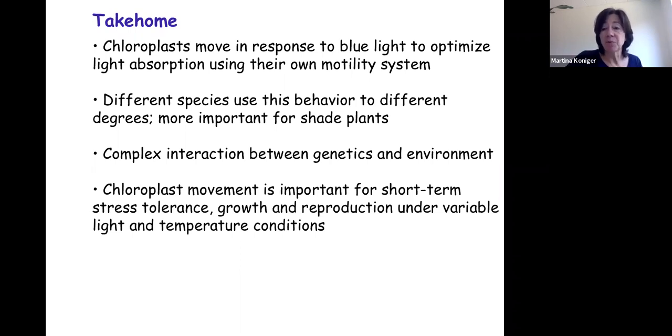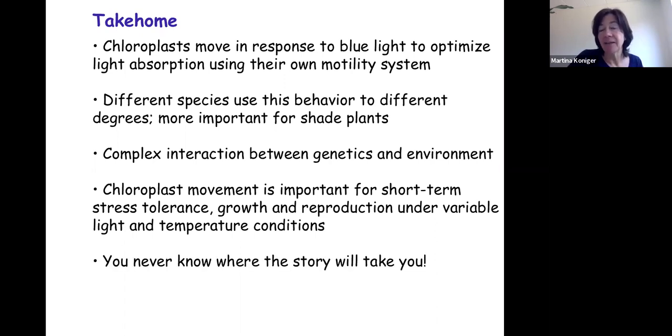But if you can move your chloroplasts, you will be more stress tolerant, meaning you can deal with changes in light intensity more readily. You can grow better. And in the end, you can have more offspring. So that means this is an expensive thing to do, but it's definitely worthwhile doing it in the end.